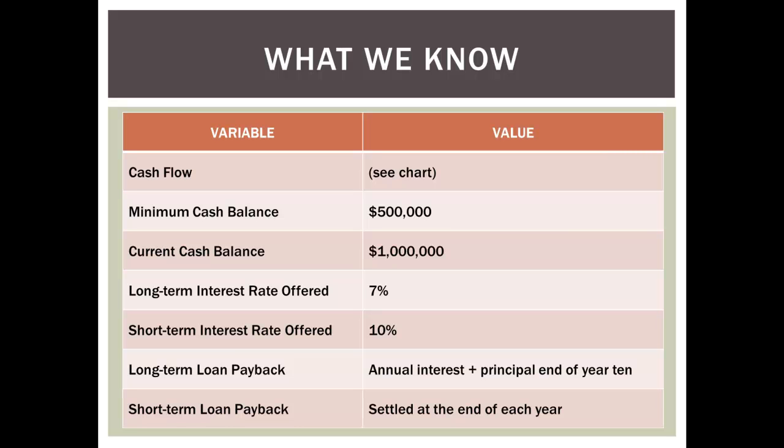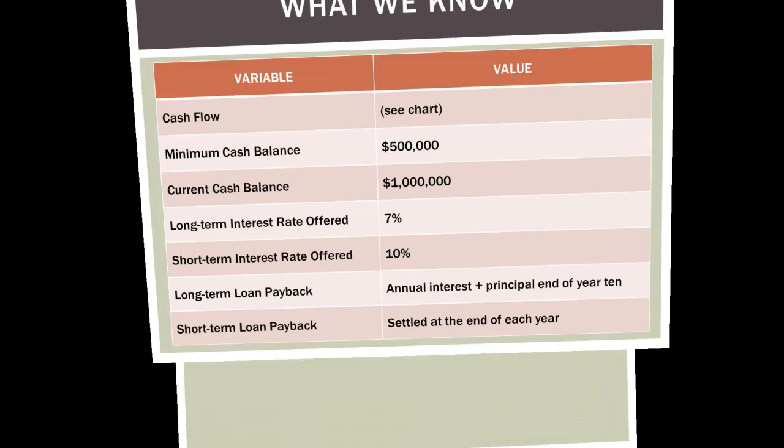Now, we also know that the long-term interest rate offered is 7%. The short-term interest rate offered is 10%. And again, that's 10% over the 10-year period, regardless of whatever interest rates are at that time. We know that the long-term loan payback is annual interest payments plus the principal at the end of year 10. And we also know that the short-term loan payback is settled at the end of each year. So at the end of the year, Penn Interest will have to pay back the principal plus interest.